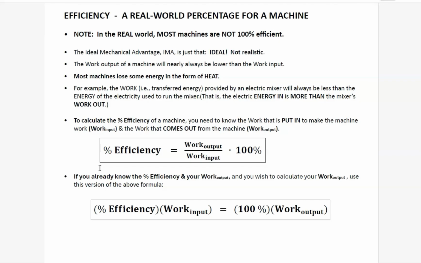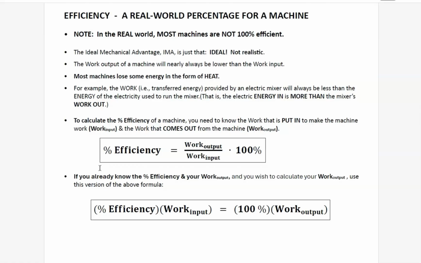So the ideal mechanical advantage is just that, quote, ideal. It's only exactly true if the machine is 100% efficient. Now, if the machine is not 100% efficient, you might want to make a calculation about how efficient it is, or you might want to make a calculation if you knew the efficiency, how much work you have to put in to get a certain amount of work out. So the work output of the machine is almost always going to be lower than the work input because most machines lose some energy in the form of heat.